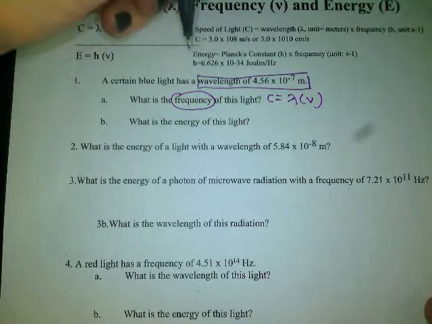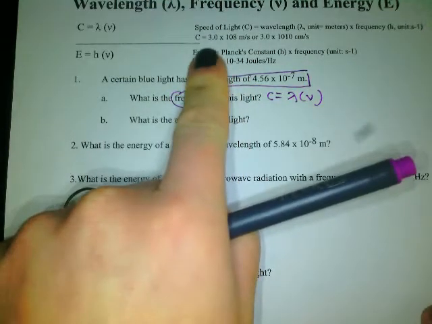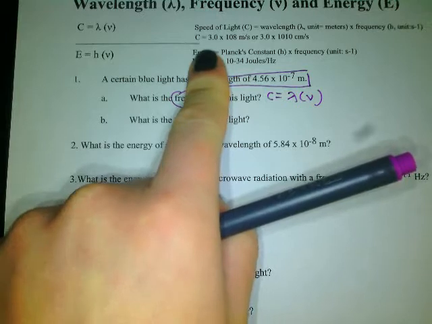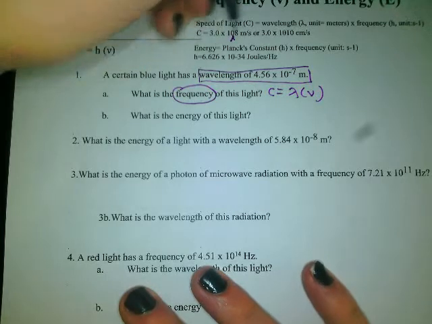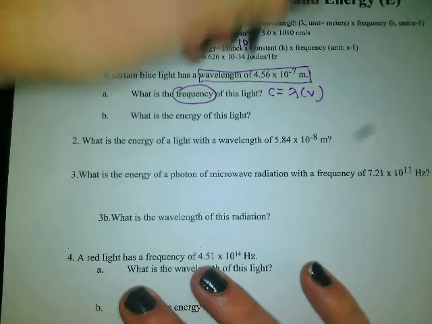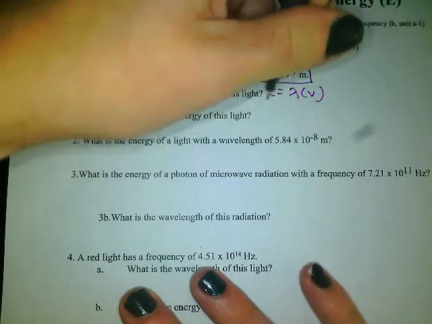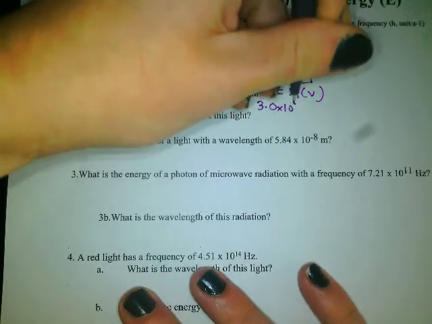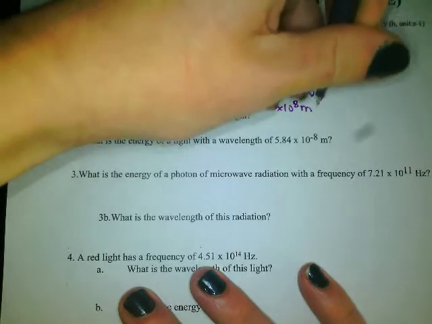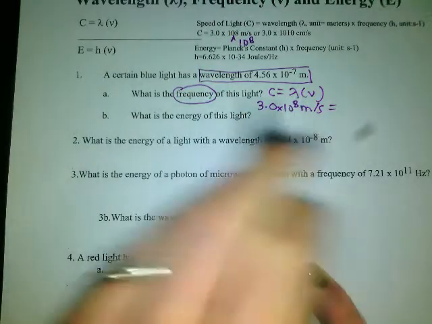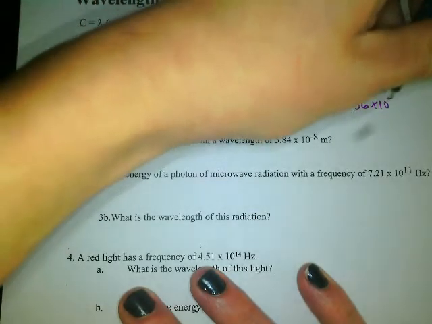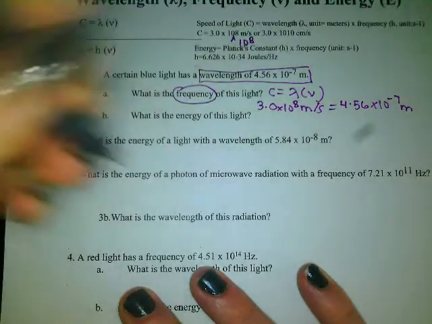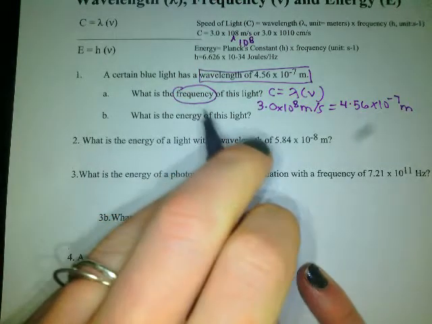We know C. You know C because it's a constant. Here is our C. It's the speed of light, 3.0 times 10 to the 8th. This should be to the 8th power. So we know that 3.0 times 10 to the 8th meters per second is equal to lambda, which we have. That's the wavelength, 4.56 times 10 to the negative 7 meters. And what we are looking for is frequency. We do not have the V.